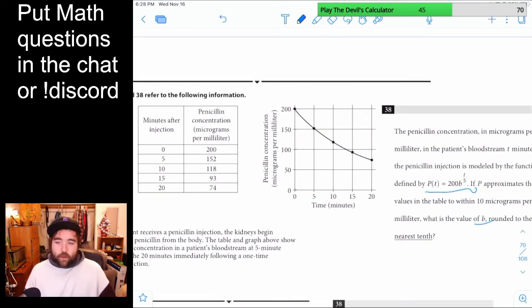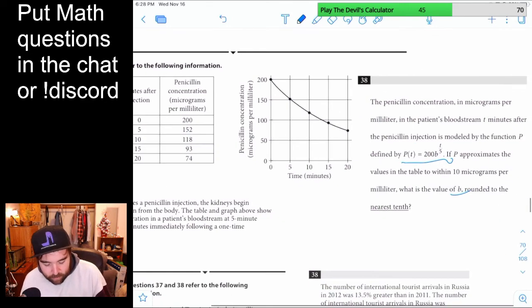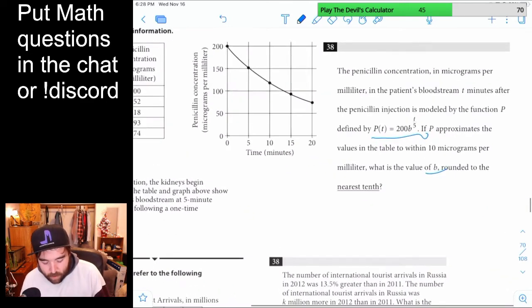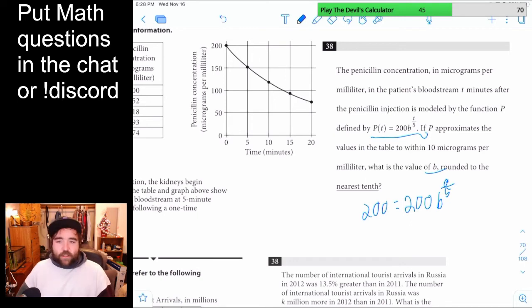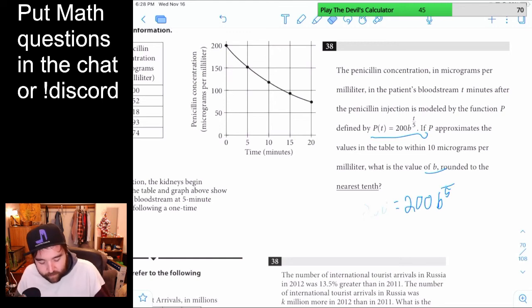Generally you want to use the simplest value. So you might try that and do 0, 200. But notice that when we do that, we get 200 equals 200 times b to the 0 over 5. See how that's just b to the 0, which is 1, and so the b totally goes away. So that's not actually a useful one to plug in.